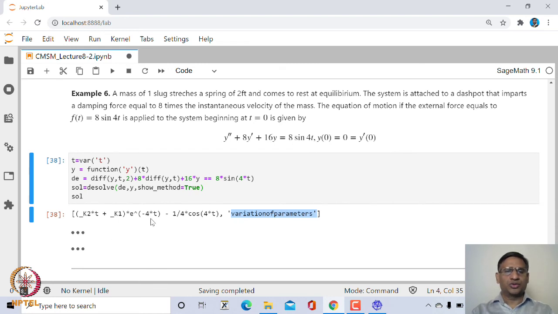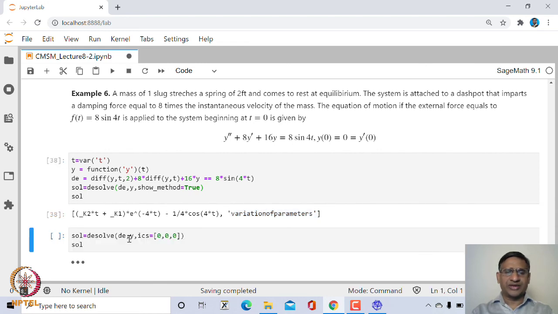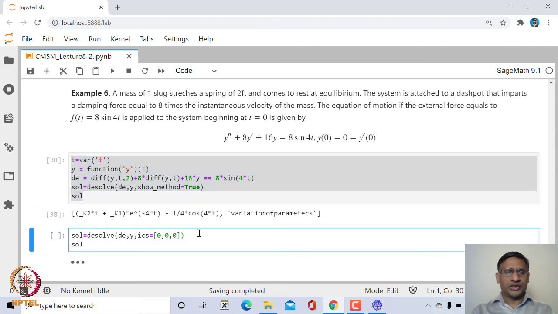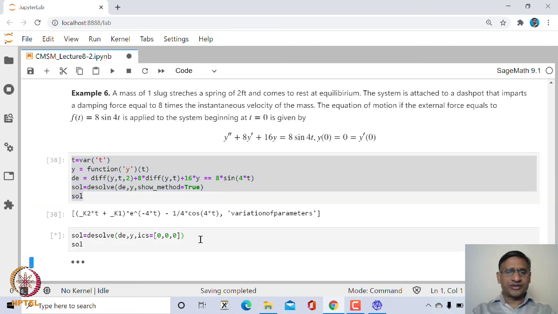Of course, you could create your own user defined function in order to solve such differential equations. That should not be a very difficult task, and this is the general solution of this ordinary differential equation. Of course, you can also find a particular solution, and the method you have done using variation of parameters can all be executed.